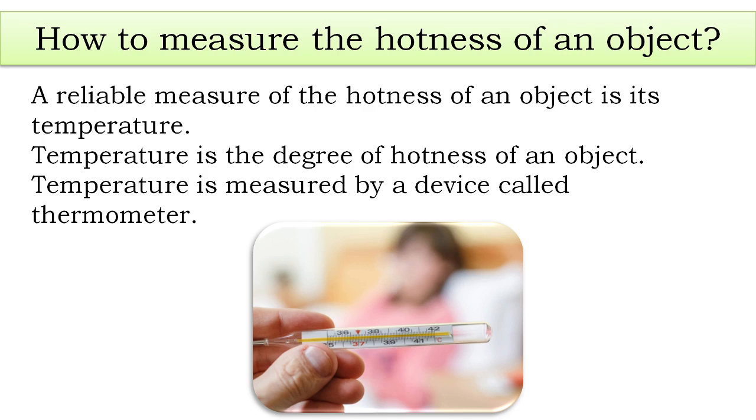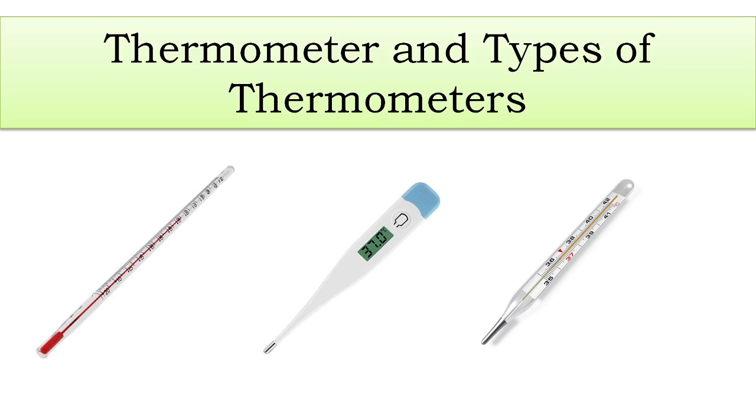So we can measure the temperature of an object, the degree of hotness of an object, by using a device called thermometer. In the next video we will discuss more about thermometer, and we will talk about different types of thermometers.